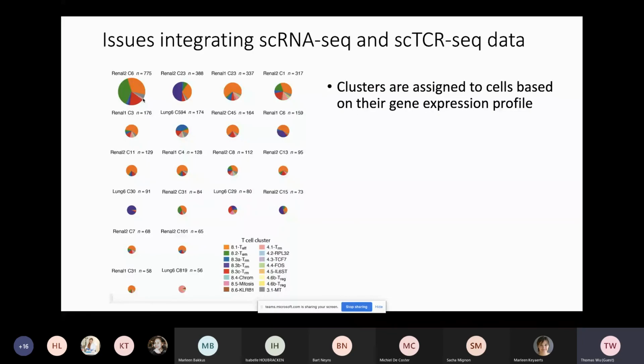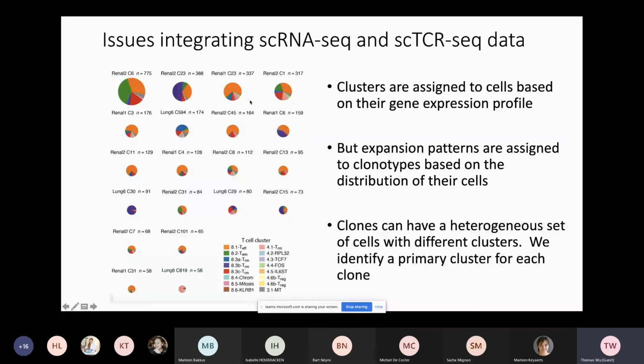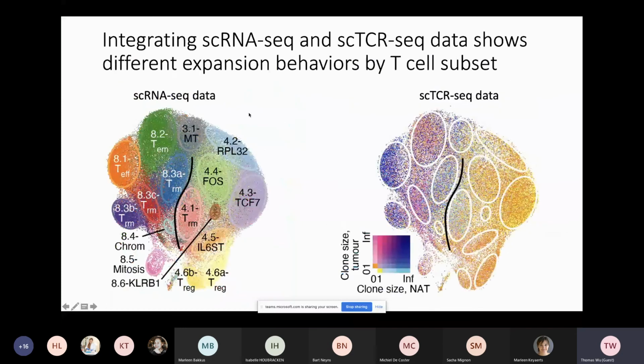So that raises an issue. The issue is that clusters in the RNA-seq are assigned at the cell level, but expansion is assigned at the clonal level. And so to integrate the data, we basically have to say for each clone we can identify a primary cluster. And when we do that, we can see this integration of the data.